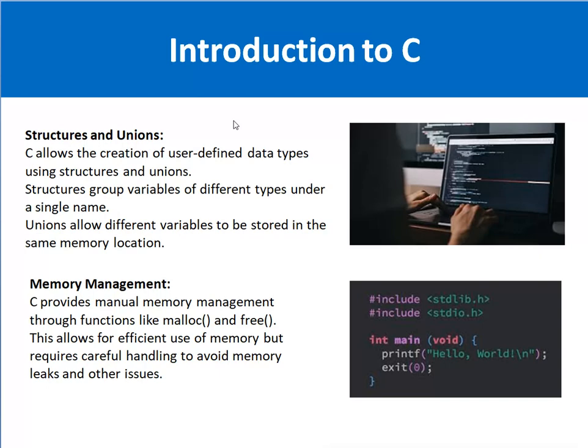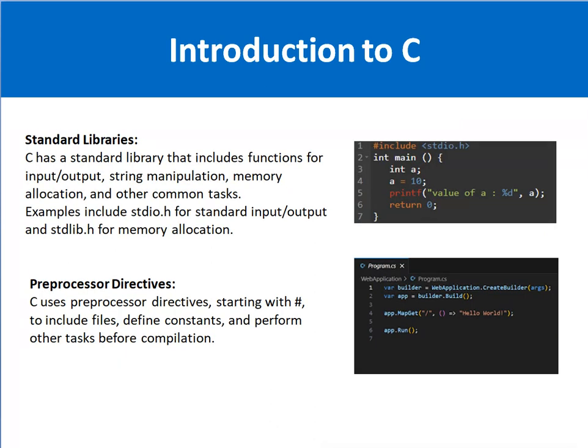Then memory management. Friend, C provides manual memory management. That means there are two functions, malloc and free. Malloc you can use for allocation, and free means you can deallocate the memory. So this is the concept of memory management. As a developer, you have to be very careful while allocating and deallocating the memory, so that there is no issue of memory leak.